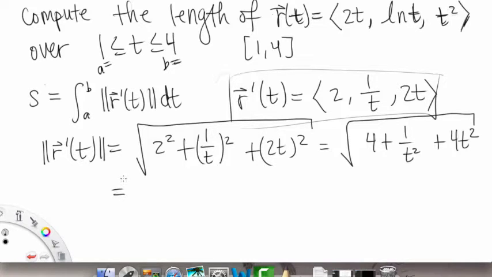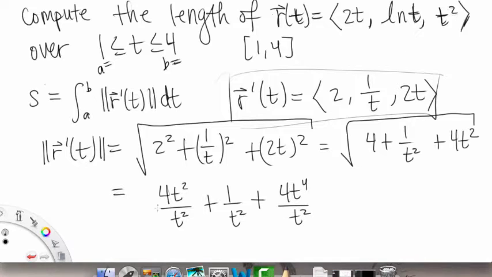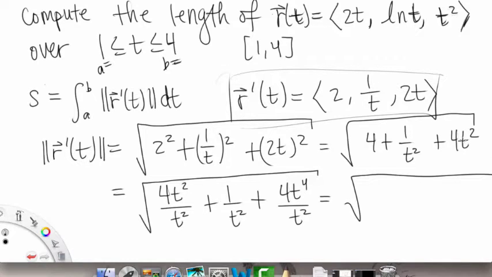Now let's simplify a little bit. We're going to find a common denominator, because that's what we do with fractions. So we'll have 4t squared over t squared, plus 1 over t squared, plus 4t to the 4th over t squared. Now that we found our common denominator, let's add everything together. Then we have 4t to the 4th, putting the highest power in front, plus 4t squared plus 1, all over t squared.